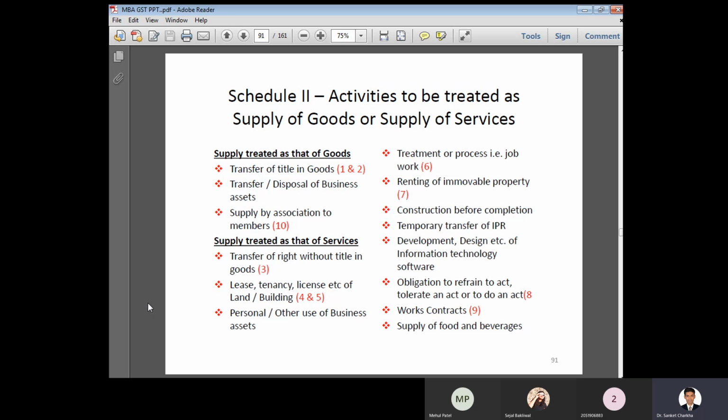Now, Schedule 2, activities to be treated as supply of goods or supply of services. The first thing you need to understand and identify is what is goods and what is services, and how do you distinguish in a proper way between goods and services. Supply treated as that of goods and supply treated as that of services.